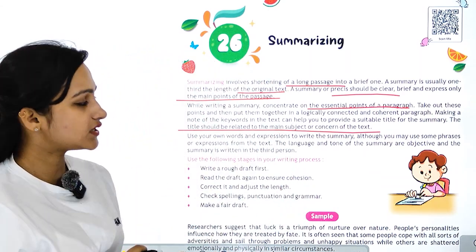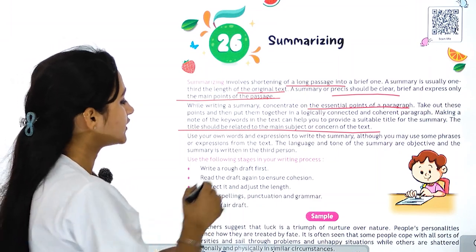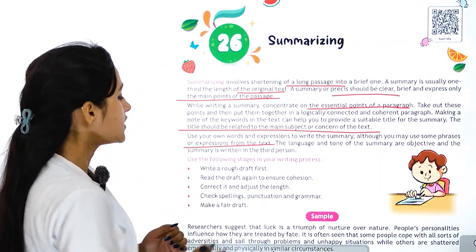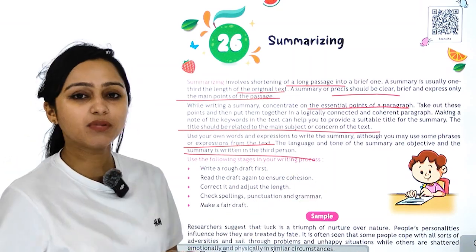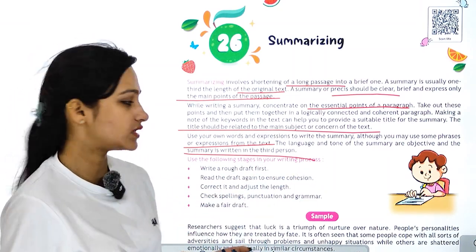So use your own words and expression to write the summary. Although you may use some phrases or expression from the text, the language and tone of the summary are objective, and the summary is written in the third person. Now, here's a use the following stages in your writing process.